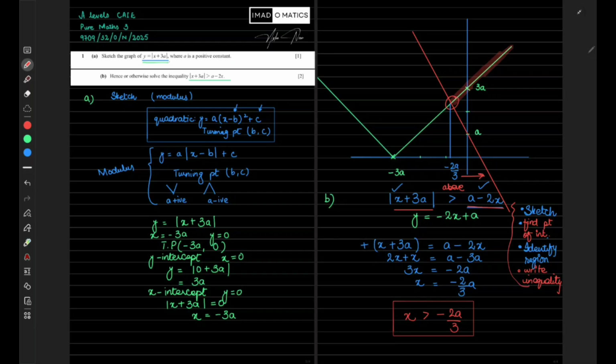Otherwise, clearly from here you can get the turning point, you can sketch it using the y-intercept, then sketch the line, find the point of intersection, identify the region and write the inequality. So it will not take much time, but I explained every bit of it.